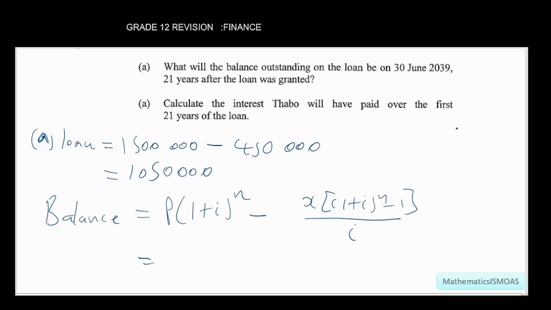Then this will be equal to, where P will now represent the loan amount. And then this n will be the number of payments. And then i still represents the interest as a decimal, and then x will be our regular payment. Okay, now let's substitute.